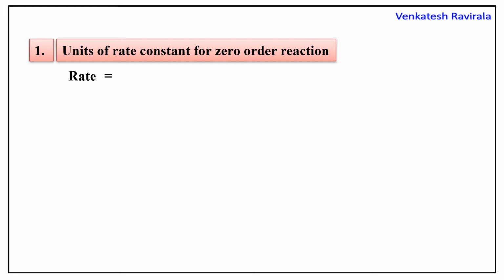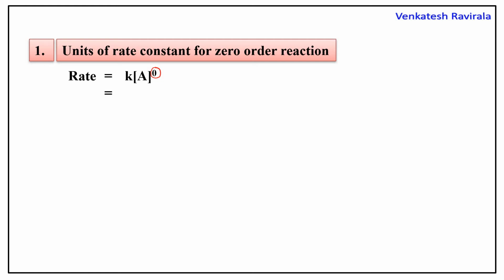Next, what are the units of rate constant for zero order? Now we'll take how to calculate the units for different orders of reactions. First of all, we'll take zero order. For the zero order, how do you write? Rate is equal to K into A to the power of 0. This power explains the order of the reaction. If it is 0, it will be zero order. If it is 1, first order. If it is 2, that will be second order, like that. This is the general expression, and for 0 it is a zero order reaction.